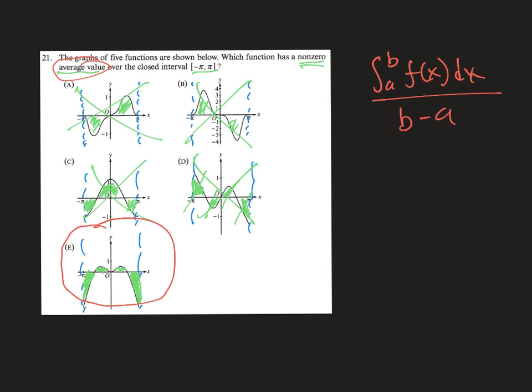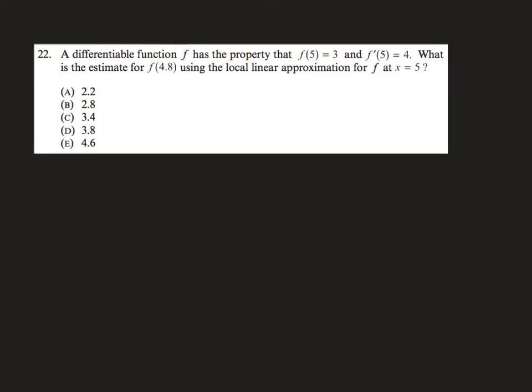Moving on. I love these problems. A differentiable function f has the property that f of 5 equals 3, f prime of 5 equals 4, and then we're asked what is the estimate for f of 4.8 using the local linear approximation, and we usually call this a linearization, at x equals 5. And when they tell you that, they're telling you that a equals 5.